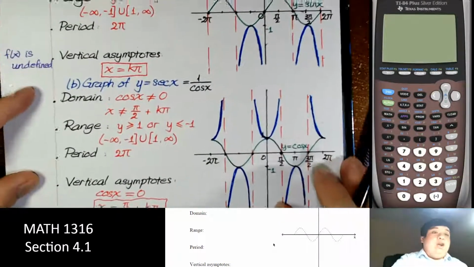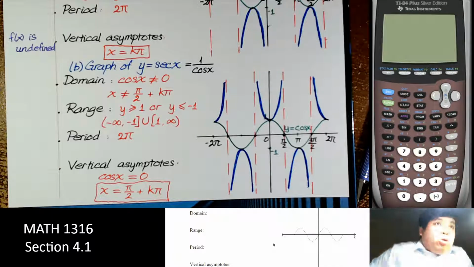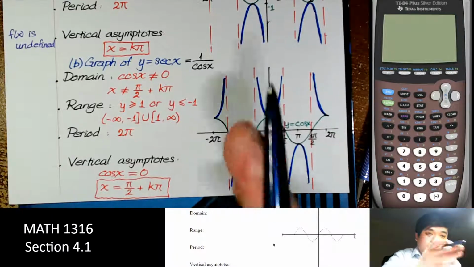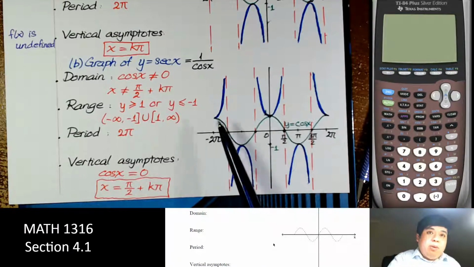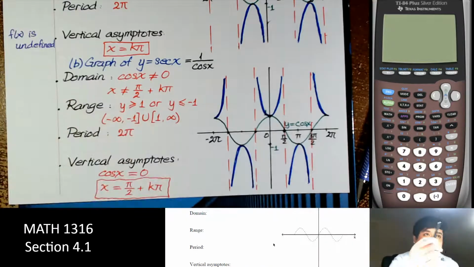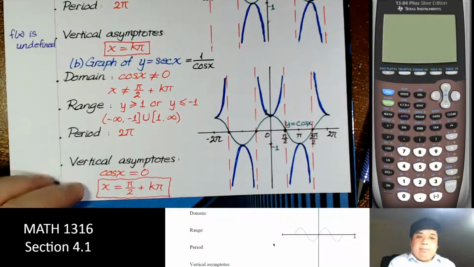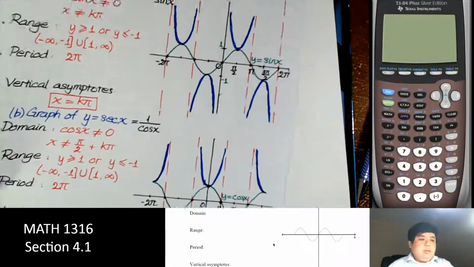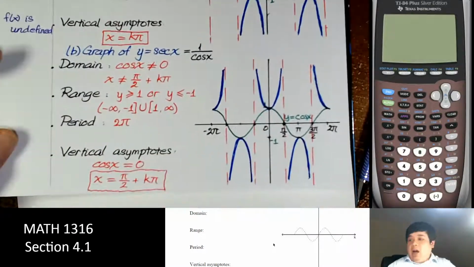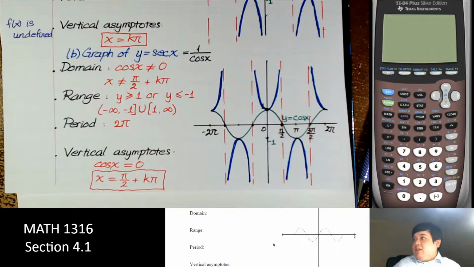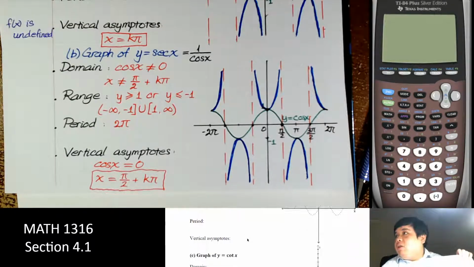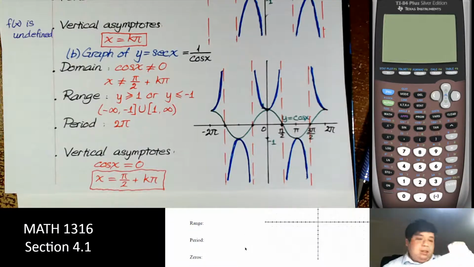Like I said, as long as we can graph cosine, we can graph secant. If there's 0, vertical asymptotes. If there's maximum, bouncing above. If it's minimum, it's bouncing below. Right, so that is secant. Next, of course, we have cotangent. That's the last function that we have.